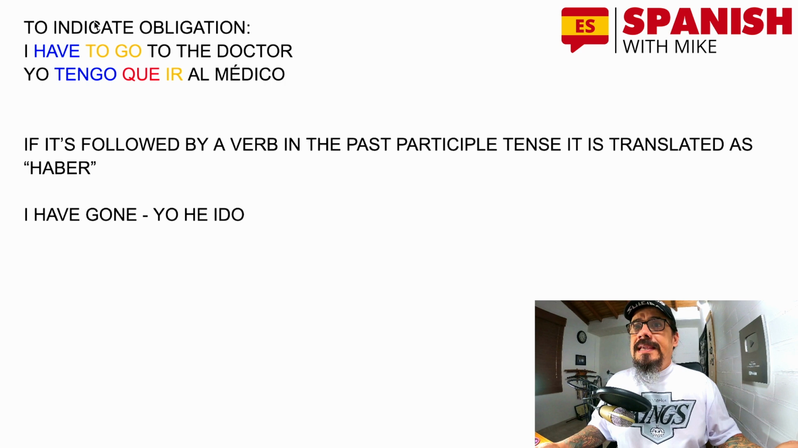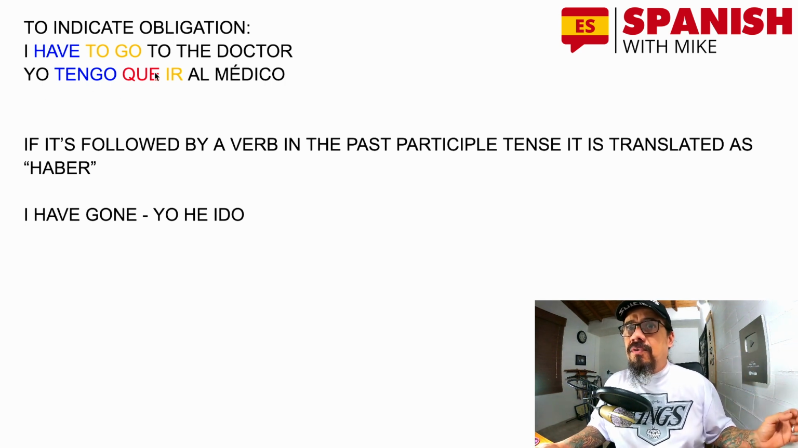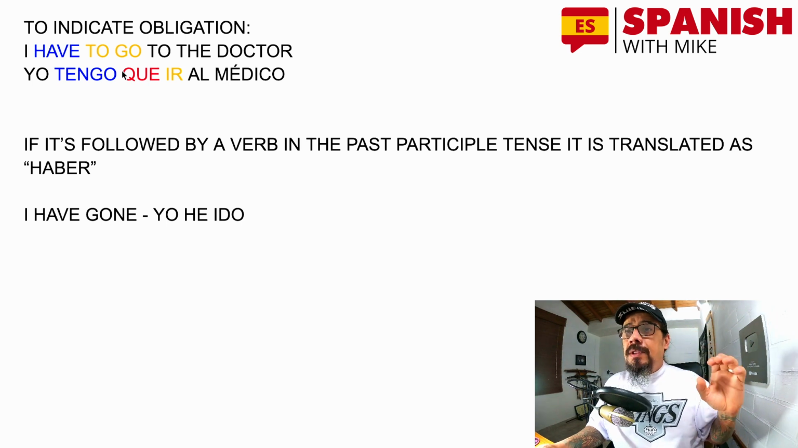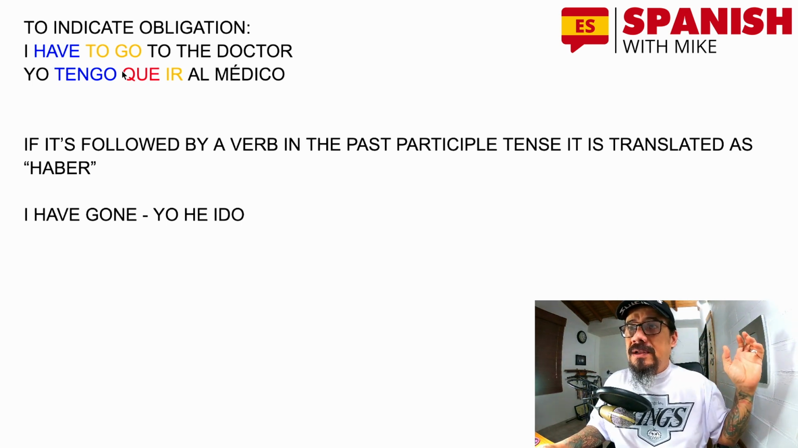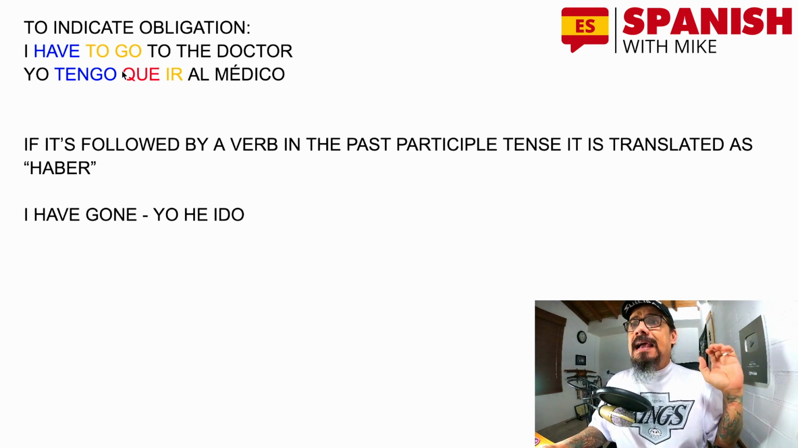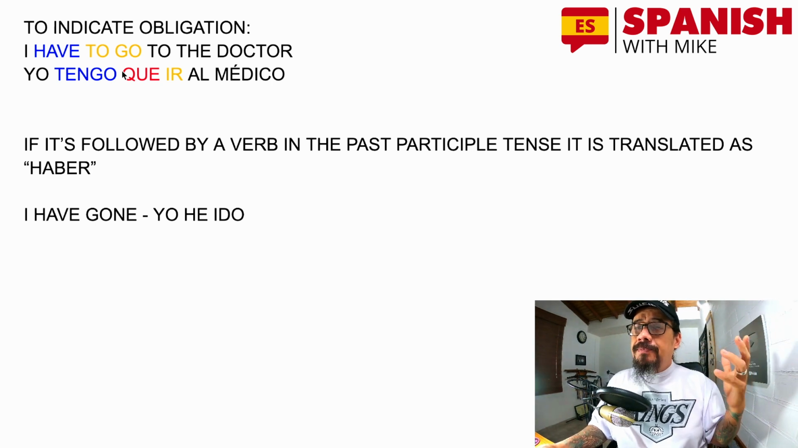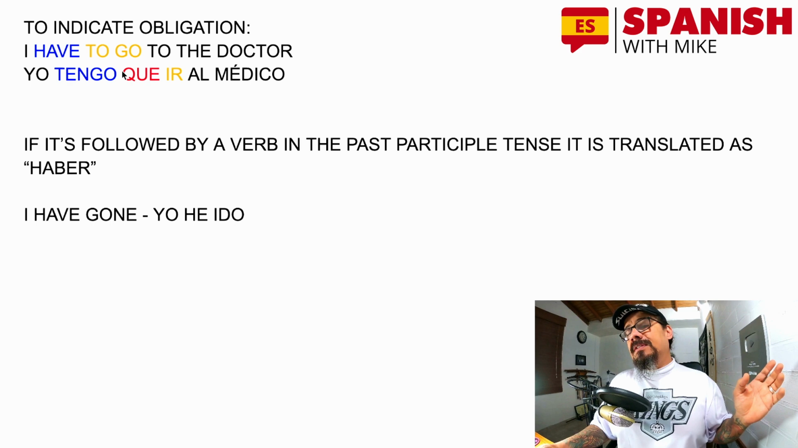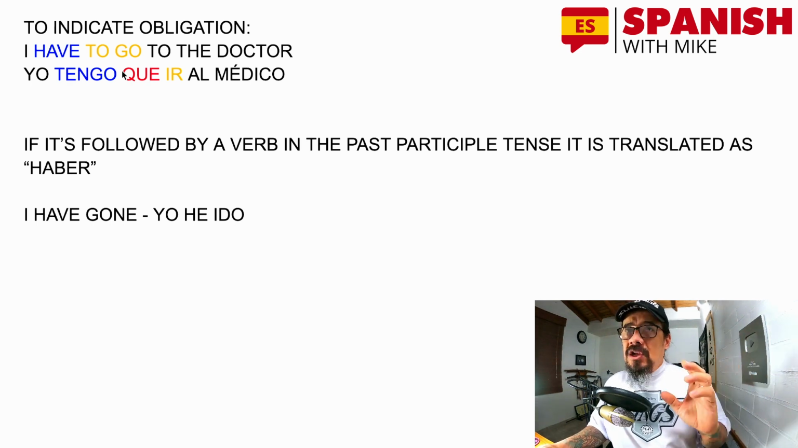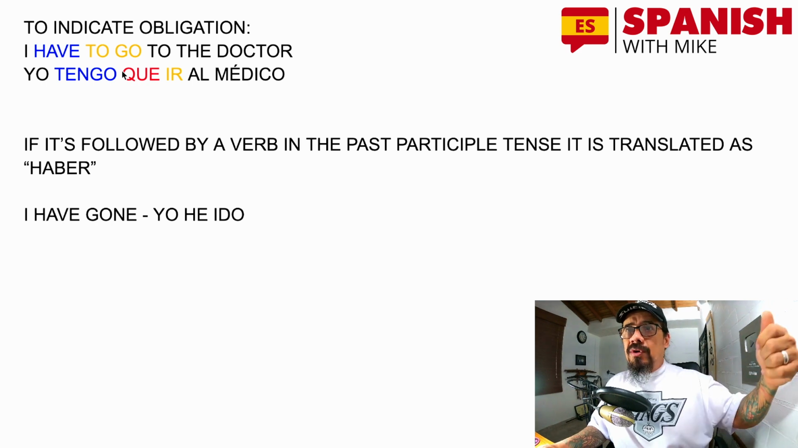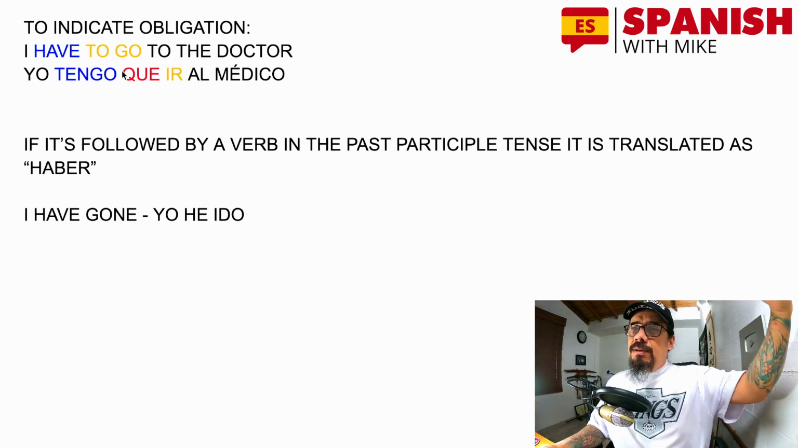Also, when we indicate obligation, as I explained before, we have to use the word que. We have to put the word que between the verb tener and the second verb. In English, we use the first verb to have conjugated in the different tenses, and a second verb in its infinitive form. I have to go, I have to run, I have to play.